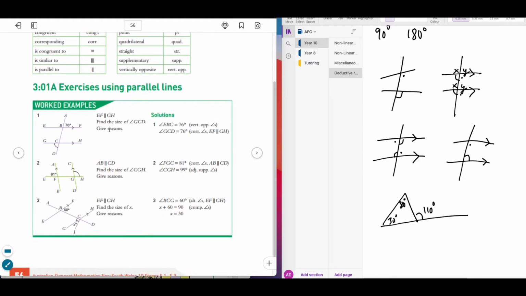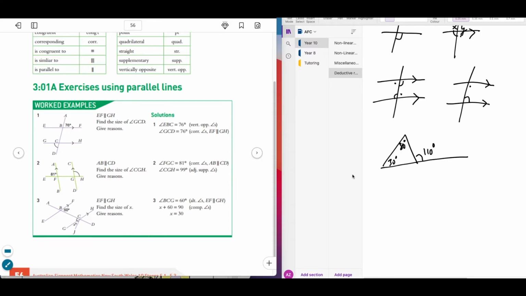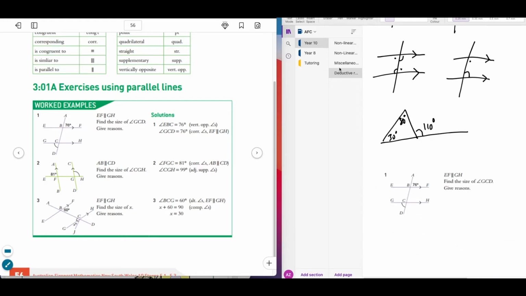Exercise using parallel lines. For this question, it says EF, so that line means parallel. EF is parallel to GH. Find the size of angle GCD. So GCD is that angle there. Give reasons. Okay, so I'm just going to copy this question down and I'll show you how I would do this question, because I would not recommend writing initials like how the textbook does.